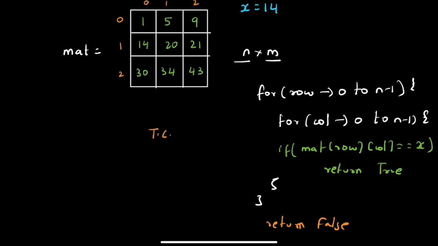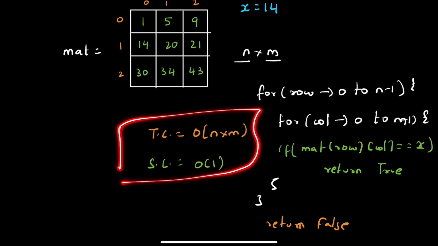Now, what will be the time complexity for this approach? As you can clearly see, we are using two for loops, one of size n and another of size m. Sorry, here it should be m, because we have taken n cross m size, right? So the time complexity will be O of n cross m. Simple. And what will be the space complexity? Here, we didn't use any additional data structure. We are just traversing the existing matrix, right? So the space complexity will be O of 1.